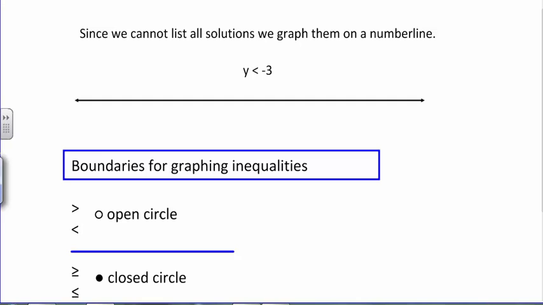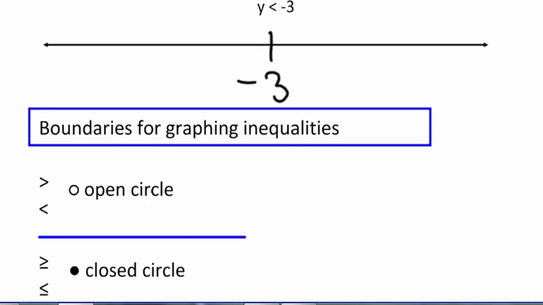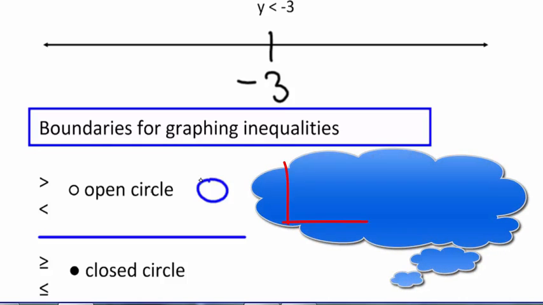Alright, since we can't list all those solutions, we graph them on a number line. So I have y is less than -3. What I'm going to do is first mark -3 on my number line. And then I want to consider boundaries for my graph here. So if I see the greater than or the less than sign, I'm going to use an open circle, meaning the variable can't be equal to that number.